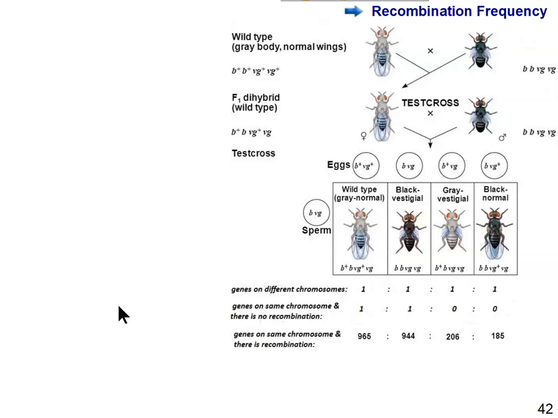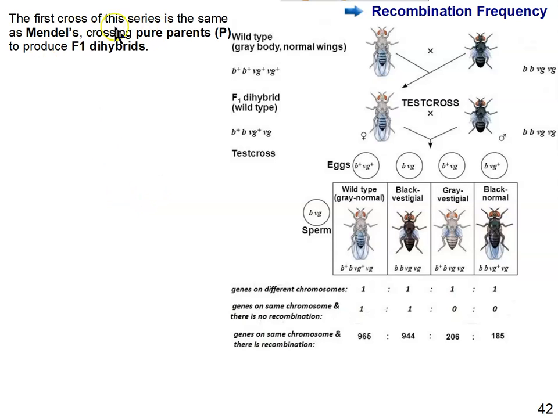So two concepts that you have already learned about to try to figure out these crossover frequencies, because you have to look at two genes at the same time, just like in dihybrid crosses. All right, so the first cross in this series is the same as Mendel's, parental generation to the F1 dihybrids. So we've got a pure homozygous dominant for both genes, and so that's also referred to as wild type, as I mentioned earlier. And then we have a pure homozygous recessive male.